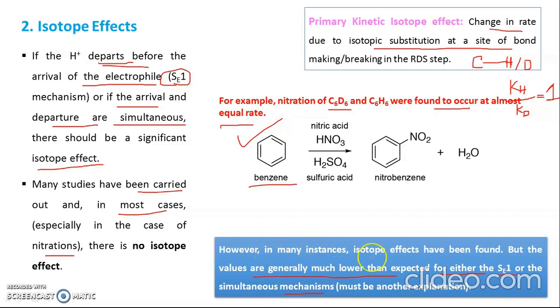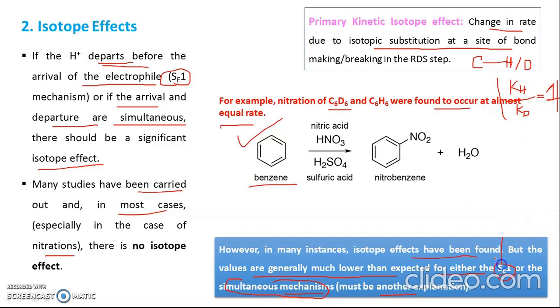So though in many cases isotope effects have been found, that is, the ratio is not 1, it is greater than 1, the values that you should expect from the reverse mechanism or the simultaneous mechanism are still much higher than what is observed. So there must be some other explanation for why, although the theoretical KH by KD should be 1, we are still not getting that.